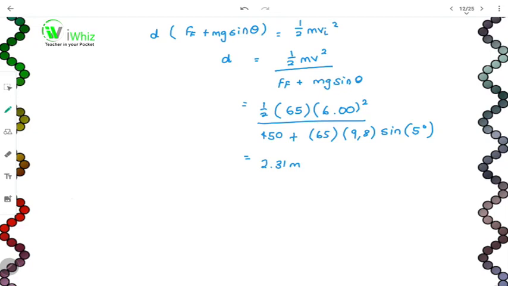How will I state it? I will state that the player slides 2,31 meters before coming to a stop.